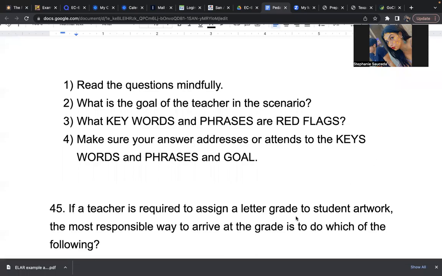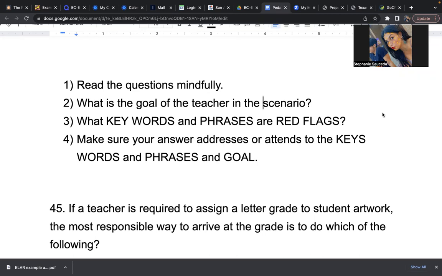On my computer. So let's just review our testing strategies really quickly. We're going to read the questions mindfully, and we're going to think to ourselves, what is the goal here in this scenario? Either the teacher's goal or the student's goal, because sometimes it's posed as the student must do this. So what is the goal, period, for the teacher and or student? What keywords and phrases should be like red flags to us?